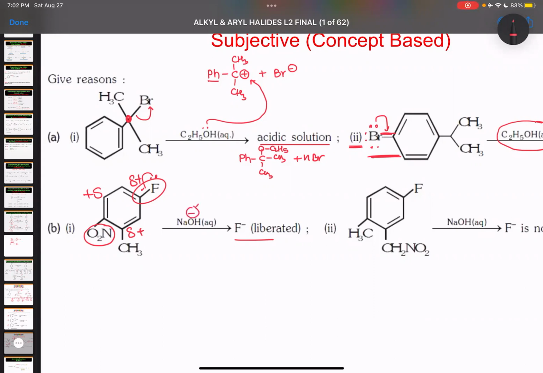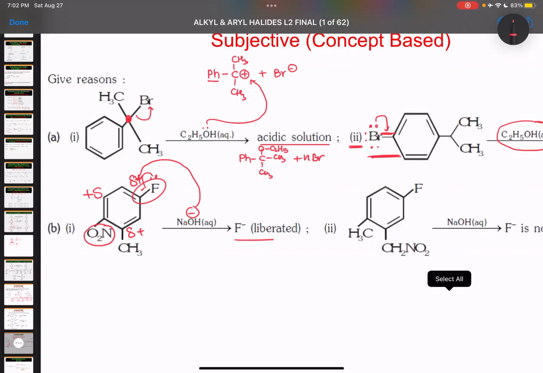Okay, so we have seen that as you have more and more NO2 groups connected at the ortho and para positions with respect to the leaving group, the reaction becomes easier and easier to happen. Is it clear or not? Right?